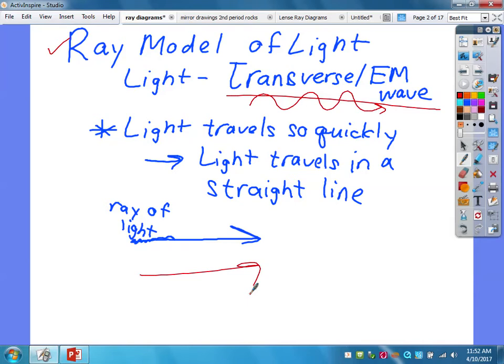Now, you have to understand, this ray of light is actually moving up and down really fast, but since it's going so quickly, to our naked eye, it looks like it's basically traveling straight. You shine a light, it looks like it's going straight out. It's not waving up and down, even though down at the molecular level it is. So we're going to use what's called the ray diagram of light, straight light.